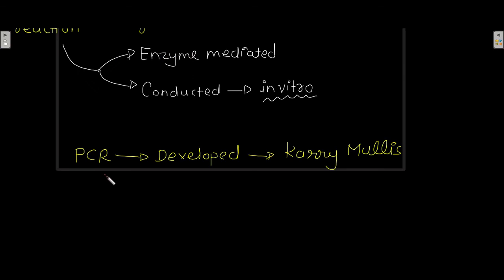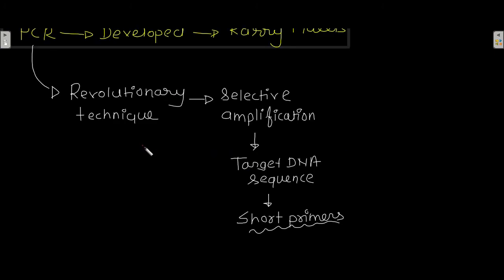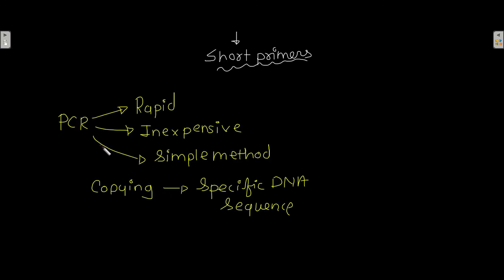PCR, that is polymerase chain reaction, was developed by Kary Mullis. PCR is a revolutionary technique used for selective amplification of the target DNA sequence by using short primers. In PCR you use short primers and you selectively amplify the target DNA sequence. PCR is a rapid, inexpensive and simple method for copying a specific DNA sequence.